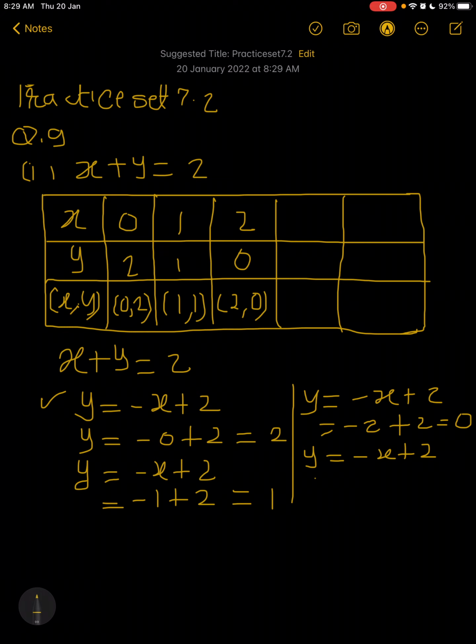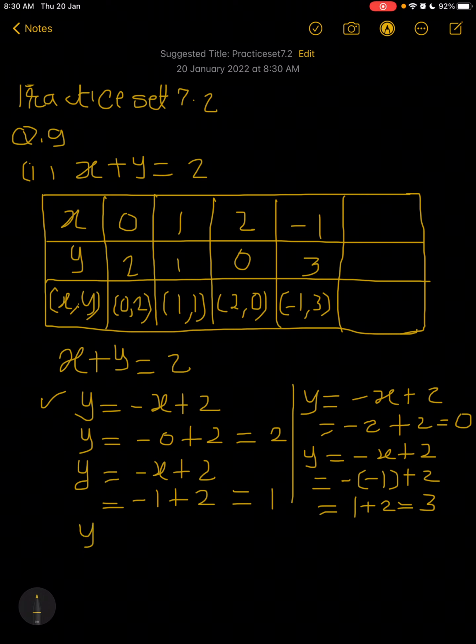Now I want negative numbers. Minus 1 I am taking, minus 1 at the place of x. So when I take minus 1, minus multiplied by minus becomes plus 1, plus 2 equals 3. So for x equal to minus 1, we got y equal to 3. Minus 1 and 3. The fourth column I have completed in this example: minus 1, 3.